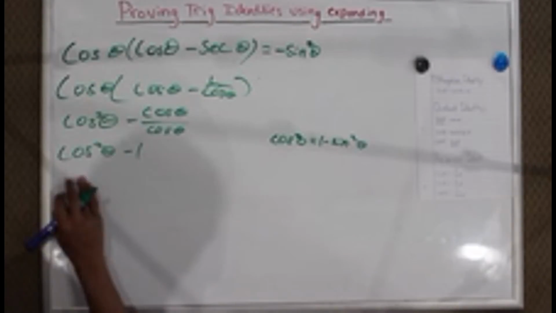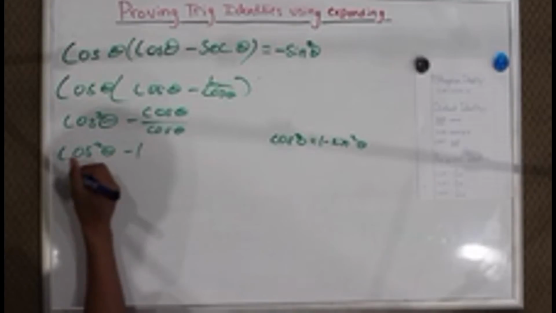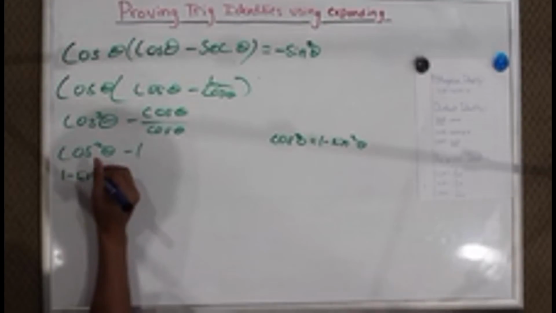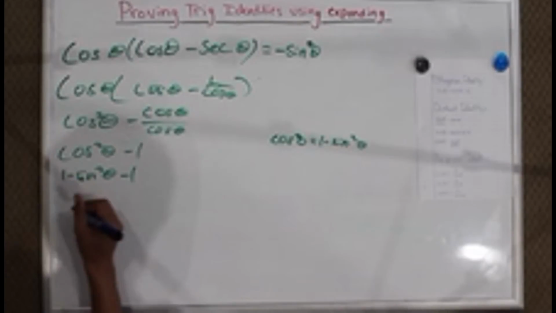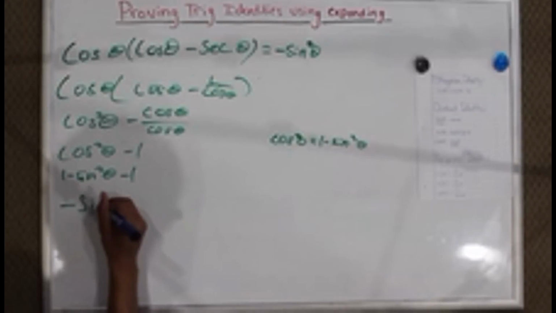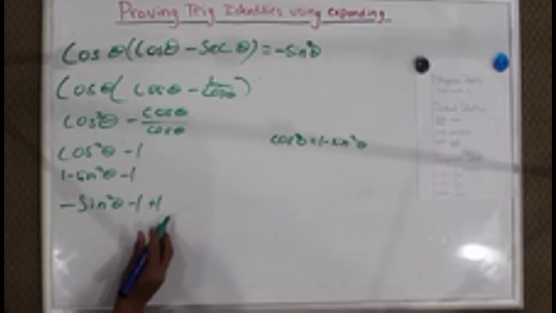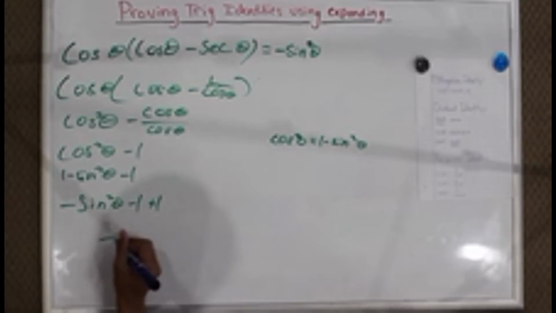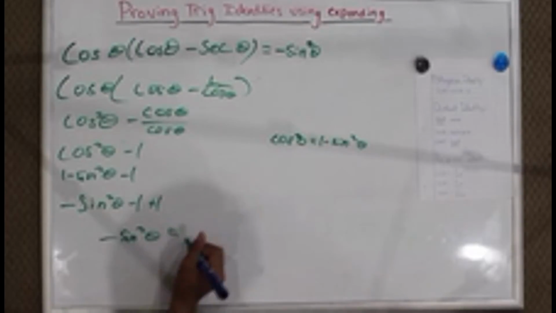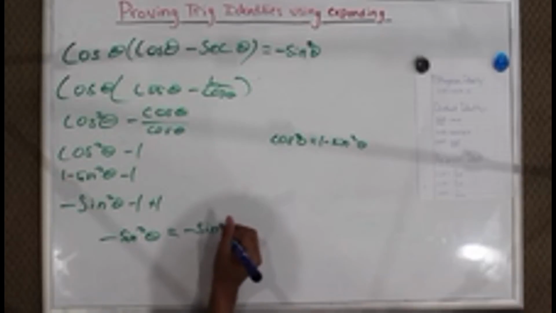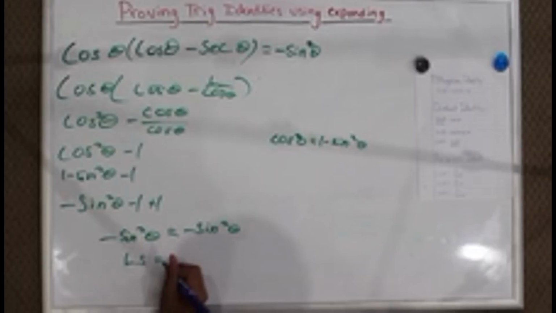So we can substitute this in here by doing 1 minus sine squared theta minus 1. And then we just collect like terms, so it's rearranged into negative sine squared theta minus 1 plus 1. Minus 1 plus 1 cancels out, and we're left with negative sine squared theta, and it's equal to negative sine squared theta. So we just proved that the left side is equal to the right side.